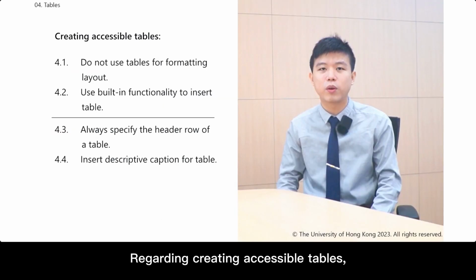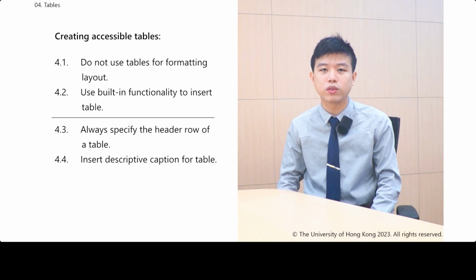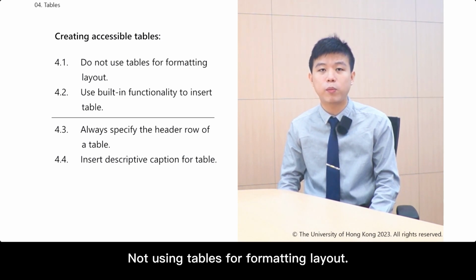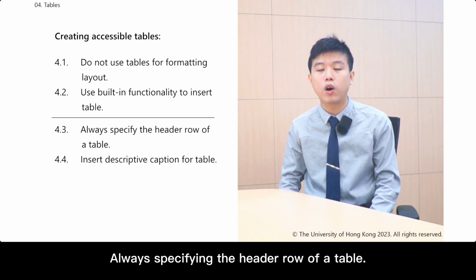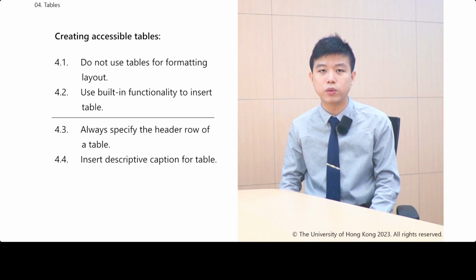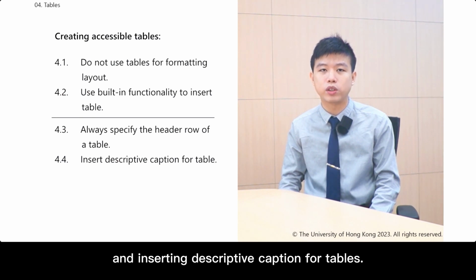Tables. Regarding creating accessible tables, we would need to be aware of 4 issues. Not using tables for formatting layout, using built-in functionality to insert tables, always specifying the header row of a table, and inserting descriptive captions for tables.